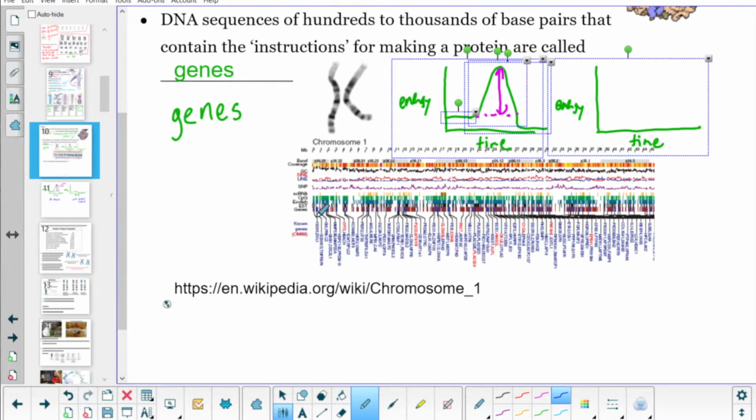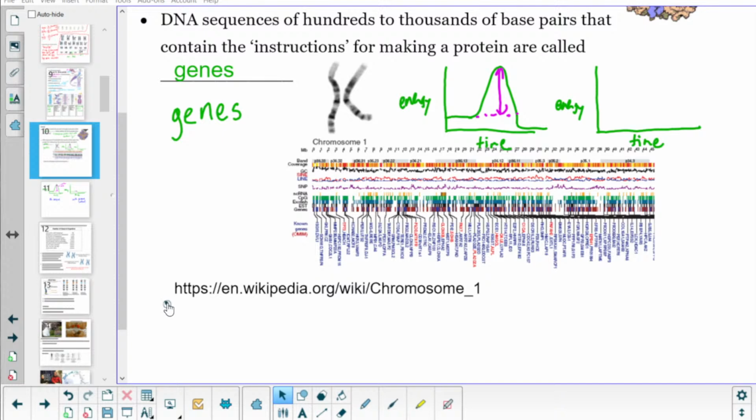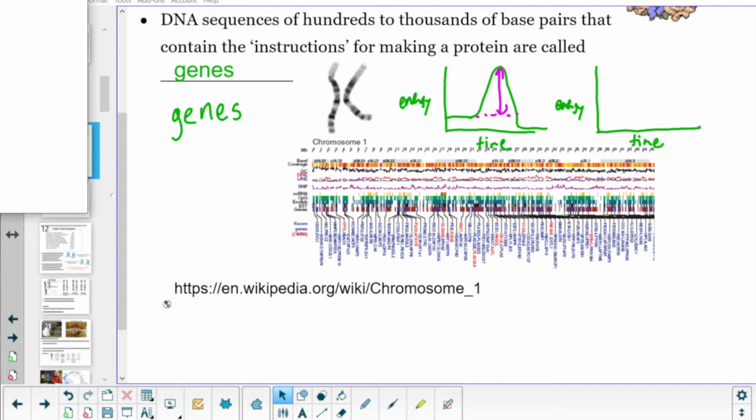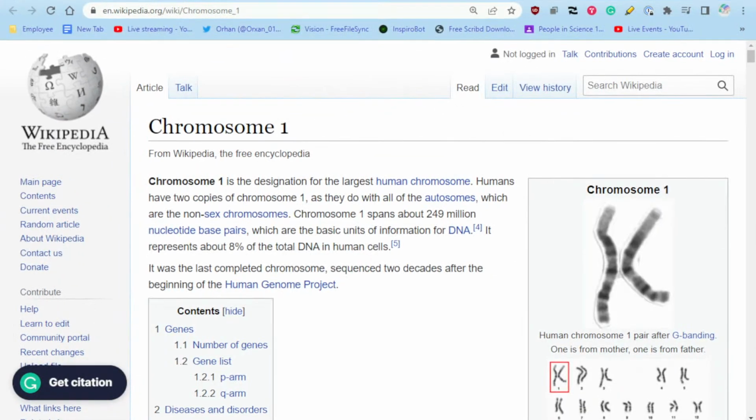So this is chromosome 1. All the different genes we know on it. Let's see, I think I've got a Wikipedia link here. The Human Genome Project was just finishing when I was in university, in which they were sequencing all of the DNA, and then they announced that they had completed it a few years later.